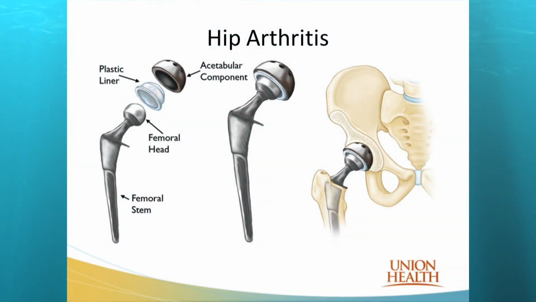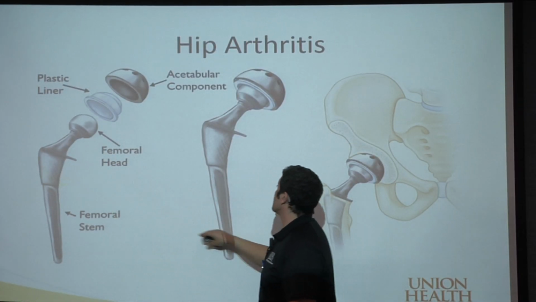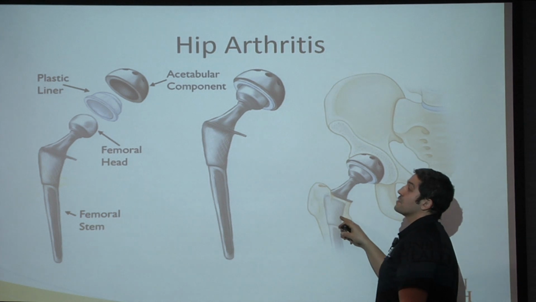You end up taking that damaged ball, making a smooth ball. You take out that damaged cup and you make a smooth cup. These are the components of a hip replacement. You have a piece of metal called a stem that's attached to a smooth metal ball that goes right down deep into your femur bone itself.